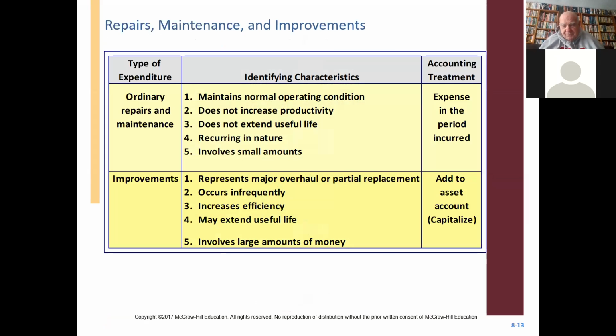Welcome aboard, pal. So we have repairs and we have improvements. An ordinary repair is the basic things you do to keep the equipment in normal operating order. By spending this money, it doesn't increase productivity. It doesn't extend the life of the asset. It's probably recurring and small dollars.